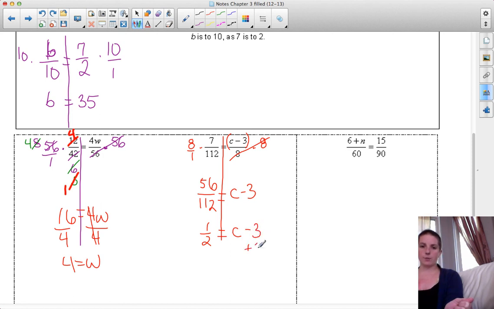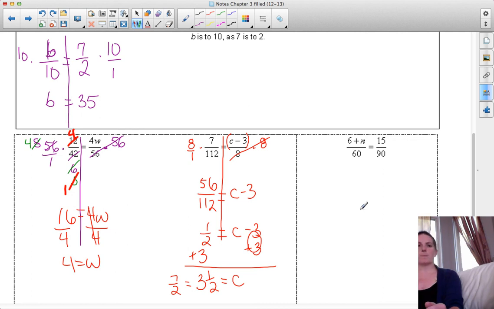I'm going to add 3 to both sides. Add 3. And that gives me c plus 0 is c. And on the left, 3 plus 1/2 is 3 1/2. And this would be a spot where a mixed number is probably easier to write than going to an improper fraction. But improper fraction would be 7 over 2. So I'll put that in there for you too. 7 over 2. You have to have a fraction answer because I gave you fractions in the question.